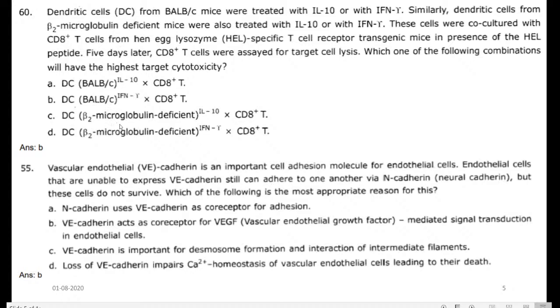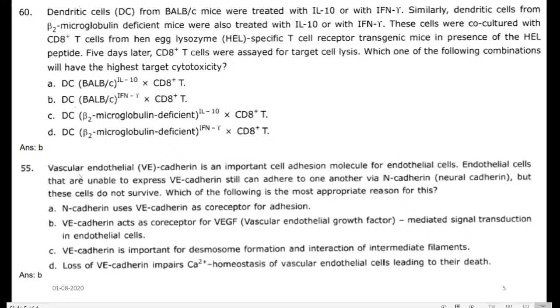Here the microglobulin deficiency is present. Deficient cells are not recommended for co-culture with the transgenic mice, because the transgenic mice also have an altered gene. So this is not recommended for the highest toxicity. Here the highest target toxicity is produced only with DC from BALB/c, interferon gamma cells and CD8 plus cells.